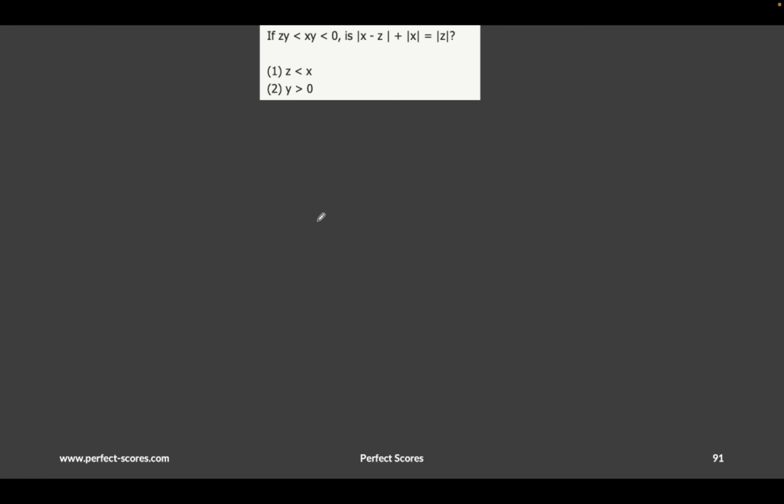Okay, so let's go ahead and solve this question now. This question says, if this inequality is true, whether this absolute value statement is true or not. There's too much going on in the question stem, so I believe we can reduce it to a simpler format. The question says that if zy is less than xy, which is less than 0, then the question is asking us whether this particular inequality here is true or not.